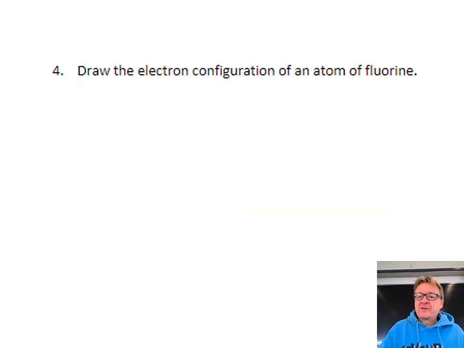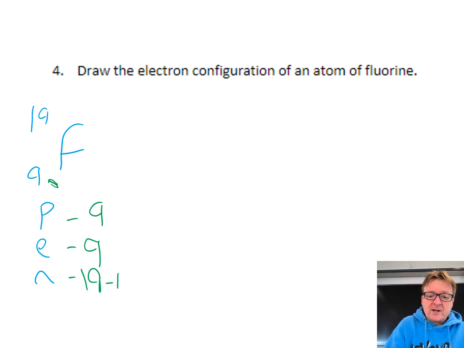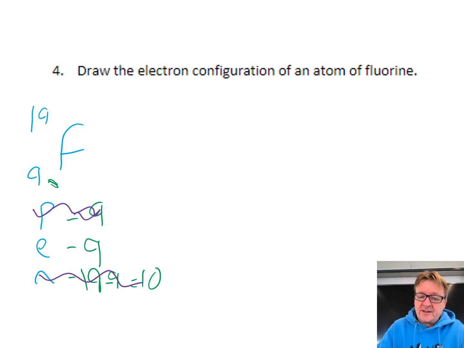Okay, so draw the electron configuration of an atom of fluorine. First thing we need to do is we need the symbol and we need the numbers. Then I'm just going to do it underneath here. I'm going to do the pen. So the pen is the number of protons, electrons and neutrons. Protons is 9, it's that number there. Electrons is the same, the number at the bottom, or the smaller number. And neutrons is 19 take away 9, which equals 10. Now for the purpose of this activity, we don't need to know that. All we need is the electrons at 9.